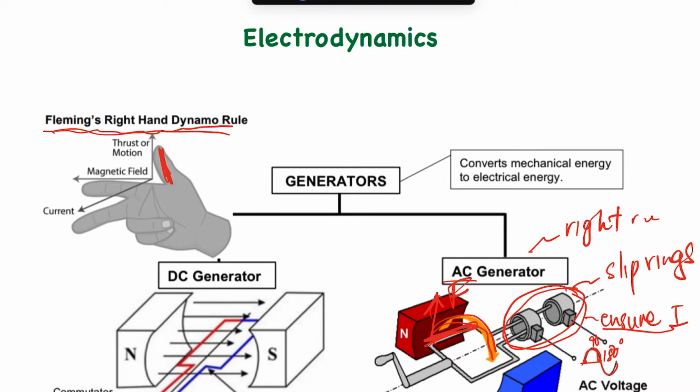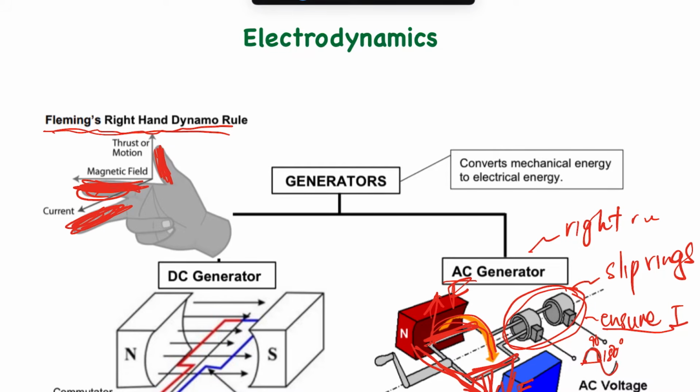And if this side of the coil moves up, the force is going to go down there. So this thumb is represented by the force. And this finger here represents the magnetic field. The magnetic field is from what? North to south. So this finger must always point from north to south. The direction is going to be to south. And then we have this finger.